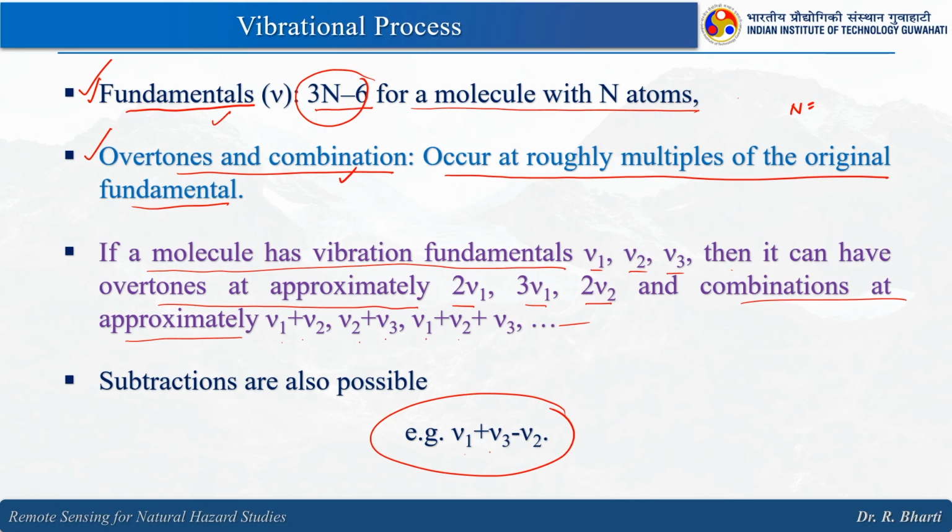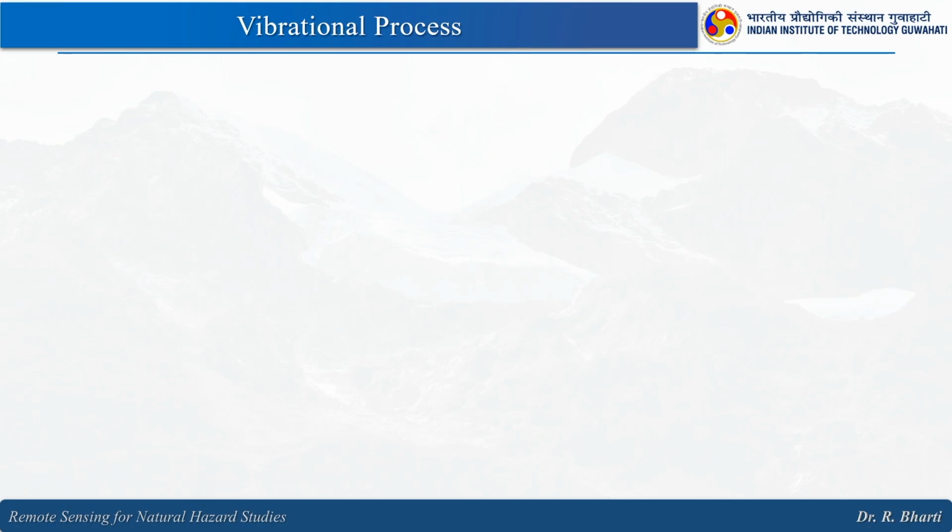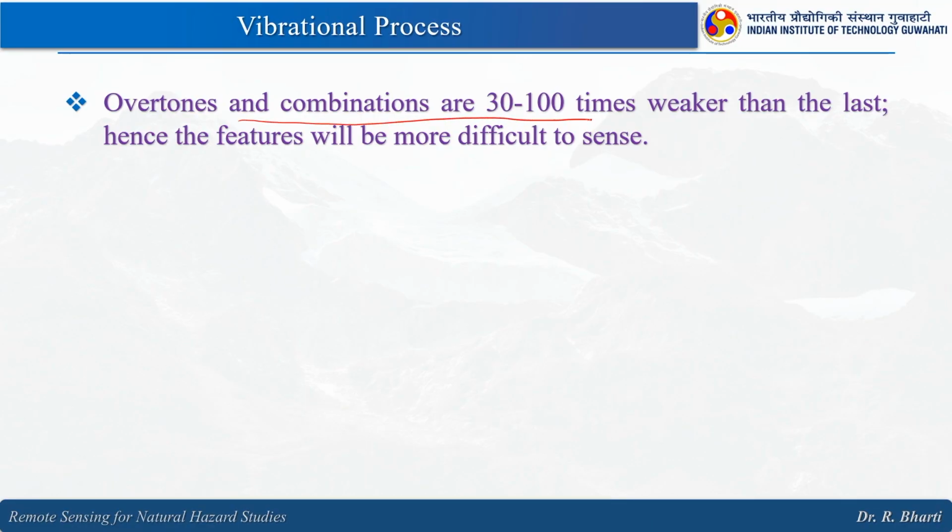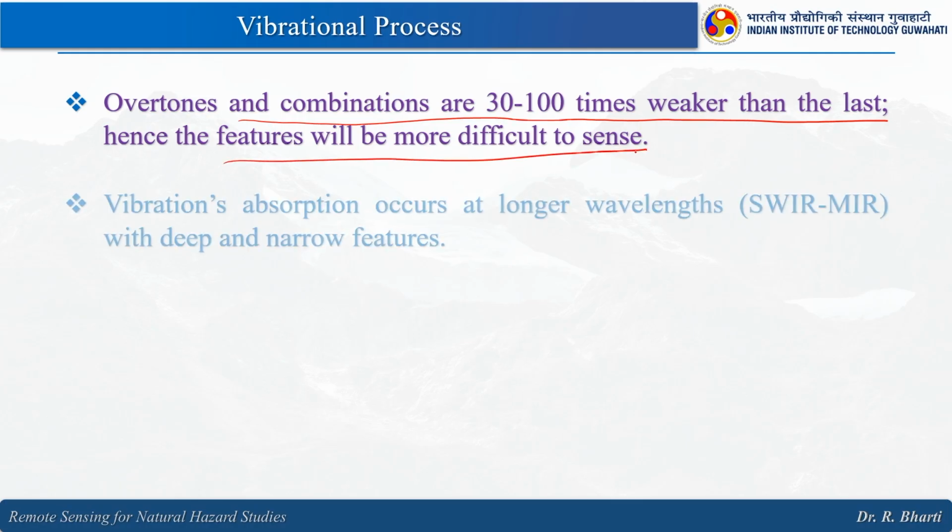So, these are roughly multiples of the original fundamentals. Overtones and combinations are 30 to 100 times weaker than the fundamentals, hence the feature will be more difficult to sense. The feature means the absorption feature will be very difficult to identify.